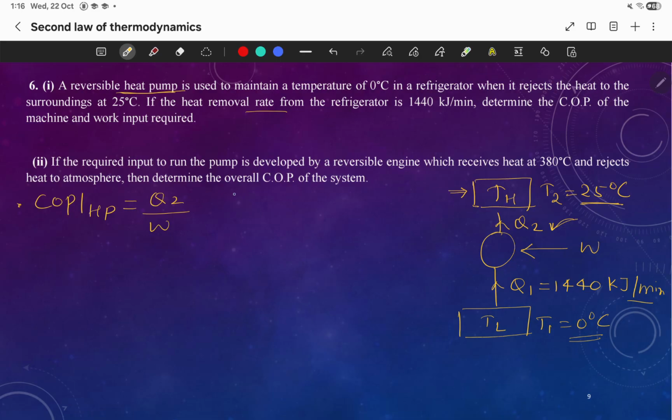If I write the energy conservation equation for this system, the heat pump, we will get Q2 equals W plus Q1. So from here, COP equals Q2 upon W, and W will be Q2 minus Q1. Or we can write, since temperature is given, T2 upon T2 minus T1. This is for a reversible heat pump, right?